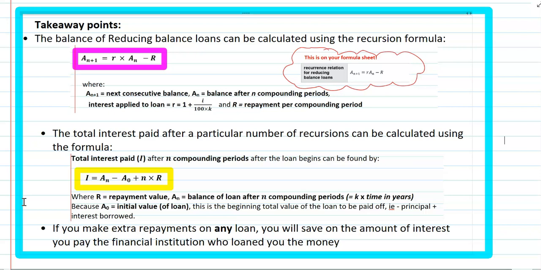The other takeaway point from this is you need to be able to work out the total interest you've paid after a particular number of recursions. So using that total interest formula, as you can see, is pretty straightforward. And above all, if you can take any message home about borrowing money from a bank or financial institution, especially down the track when you're taking out your own loans for things like cars or houses, if you make extra repayments on any loan that you take out, you'll save on a lot of interest that you're charged by these financial institutions. So if you can afford it, always make extra repayments on loans.